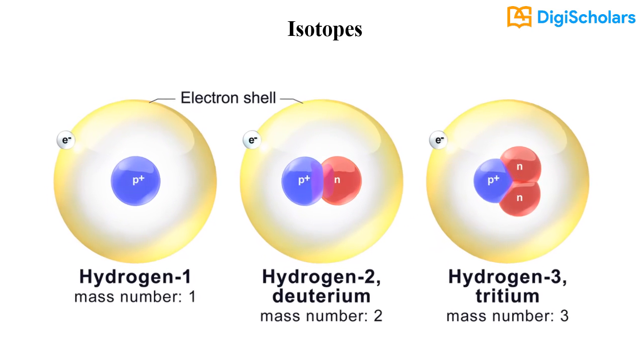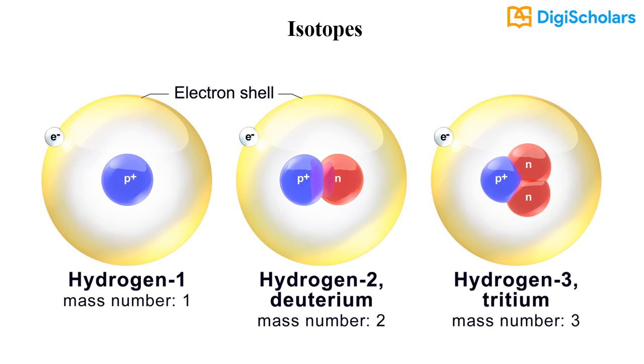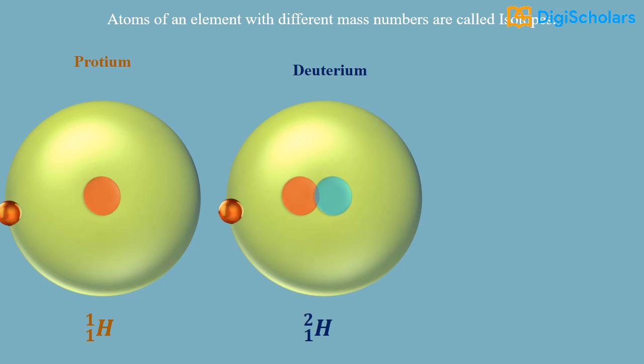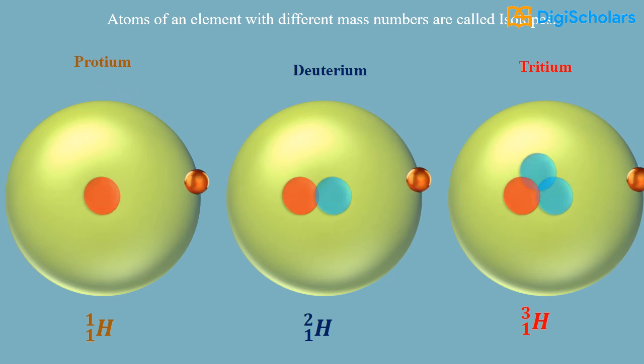Isotopes. Atoms of an element with different mass numbers are called isotopes. Hydrogen has 3 types of atoms: 1H1, which is protium or hydrogen; 1H2, which is called deuterium; and 1H3, that is tritium.